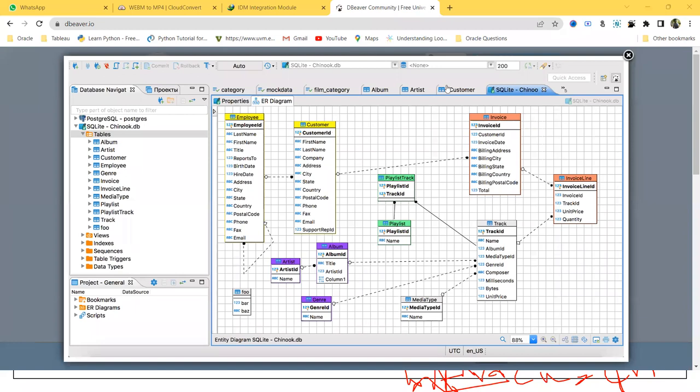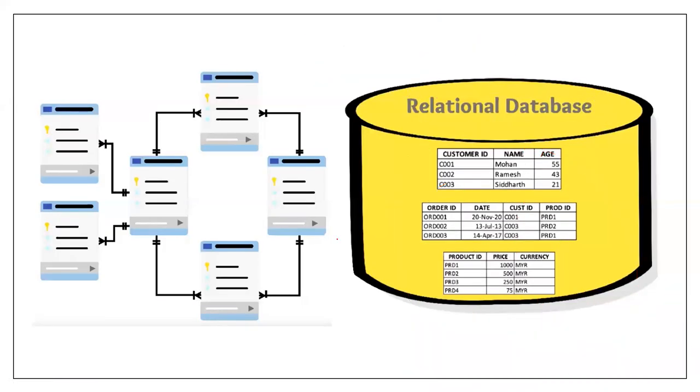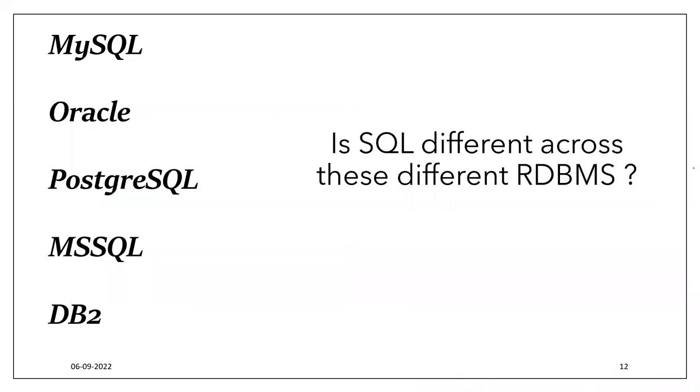So you know now what is an RDBMS? This is the relationship, how it is maintained in a relational database management system. Now there are different database management systems. These are the popular ones: MySQL, Oracle, PostgreSQL, MS SQL, DB2. So we can call it SQL also, guys: MS SQL, MySQL, PostgreSQL.